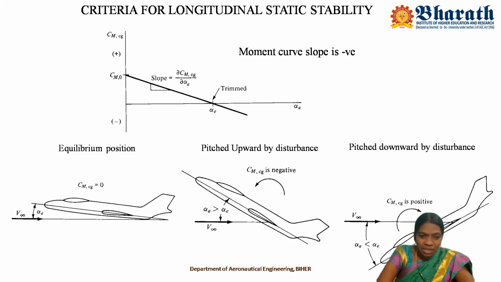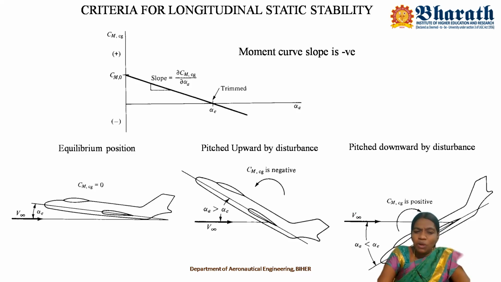So the first aircraft is in equilibrium condition. So since it is flying in equilibrium condition, the angle of attack mentioned is alpha E, which is the trimmed angle of attack. So at trimmed angle of attack, the aircraft is able to move in the equilibrium condition. So that's the reason why CMCG is 0.